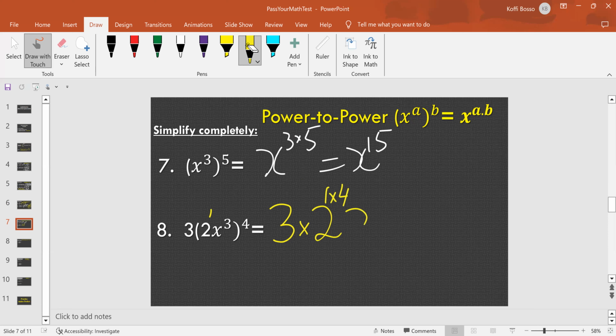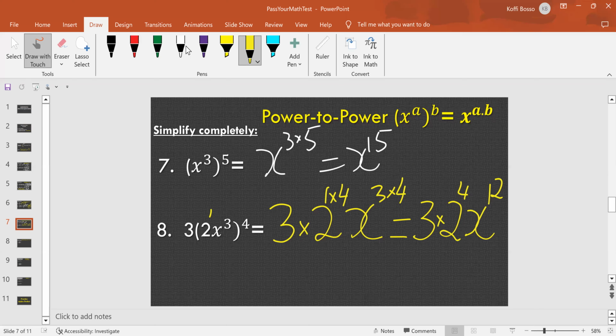We take an x, we multiply 3 by 4. So based on the rule, this becomes what? We have a 3 multiplied by 2 to the 4th power. Okay, because 1 times 4 is 4. And the x part, we have 12. Okay, let's continue a little bit.